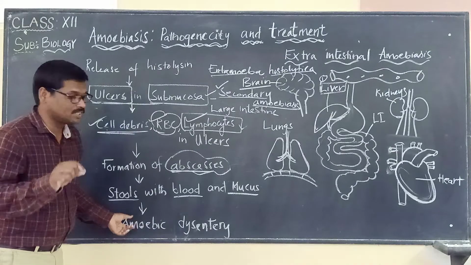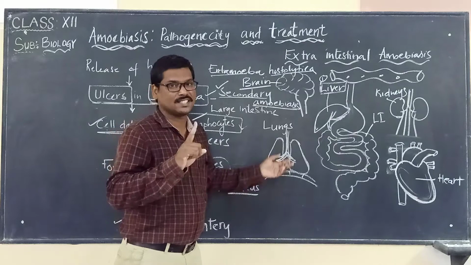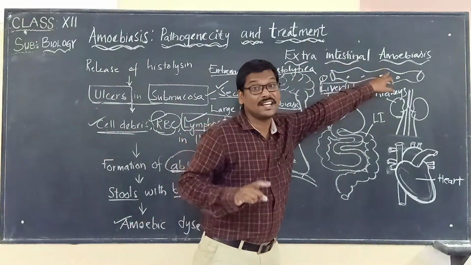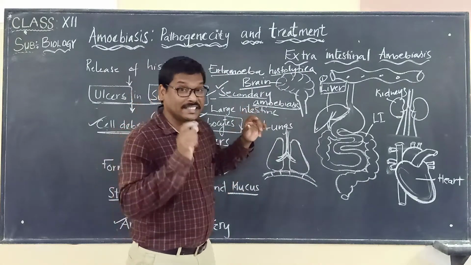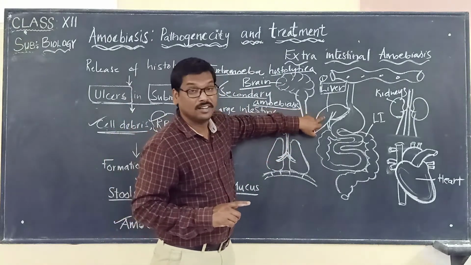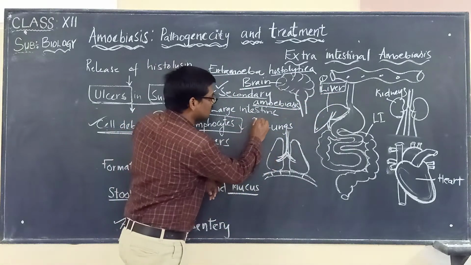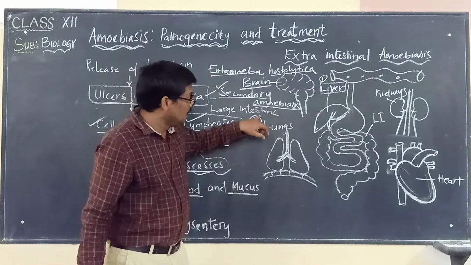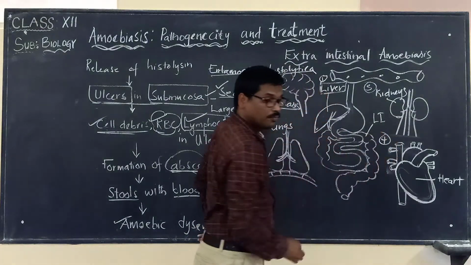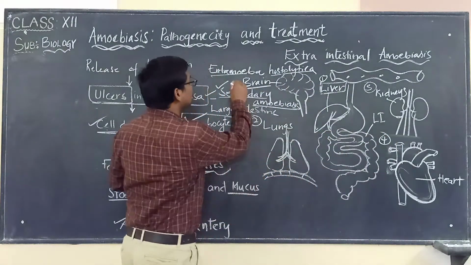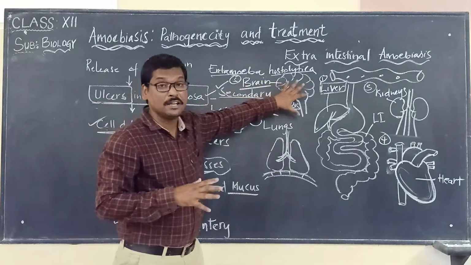How do you identify amoebic dysentery? The stool will be filled with blood and mucus. But in severe cases, we call it what? Extra-intestinal amoebiasis, meaning out of the intestine. It can attack the primary organ, the liver, and not only the liver, it can also attack the lungs, the kidneys and also the heart. Of course, these are rare, and even the brain can be attacked.